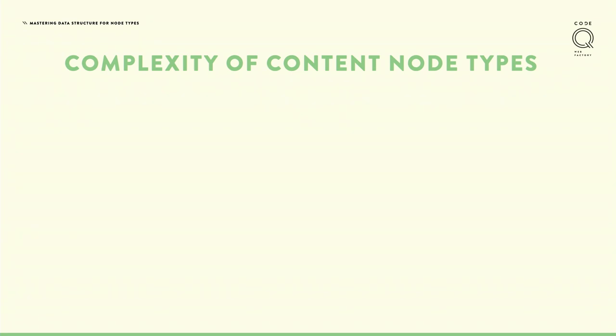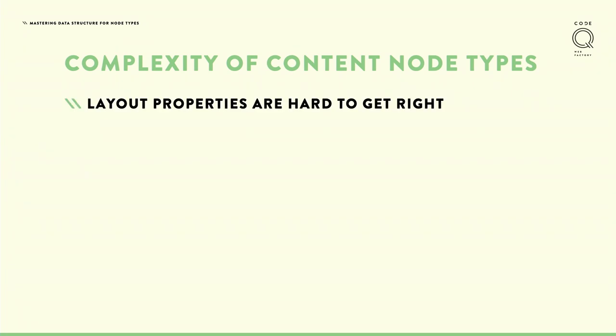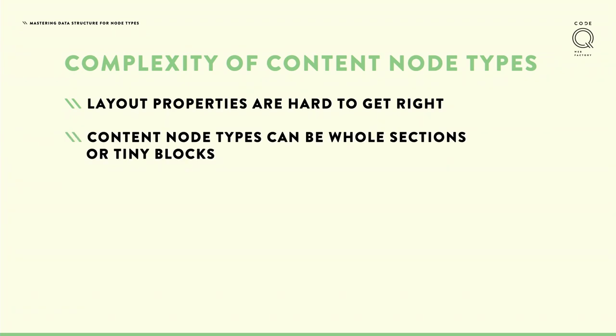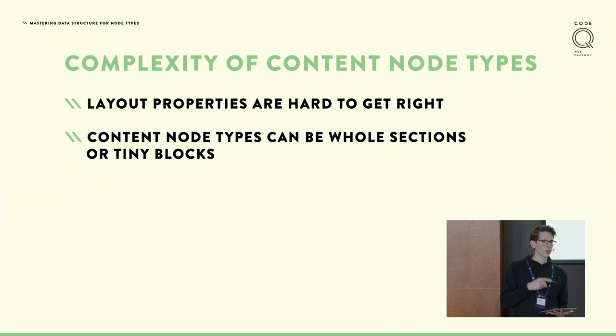So the complexity of node types comes from two things. The overall problem is that slicing up the UI is hard. The one thing is, what kind of layout properties do you want to give to your editors? Getting them right is difficult. The other thing is, you maybe haven't noticed yet, but there are content node types and they play different roles in our layout. And it wasn't obvious so far which element plays what kind of role. So to think about that is really complicated.